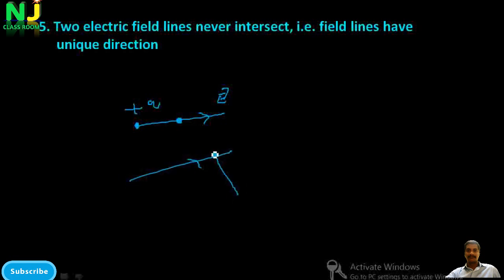For example, if two lines of force intersect each other like that, this is the point of intersection. At this point of intersection, this is the direction of the electric field and this is also the direction of the electric field. At this point, there are two directions. It is not possible. Why? Because the electric field at a point has a unique direction. In one direction, a unit positive charge moves.